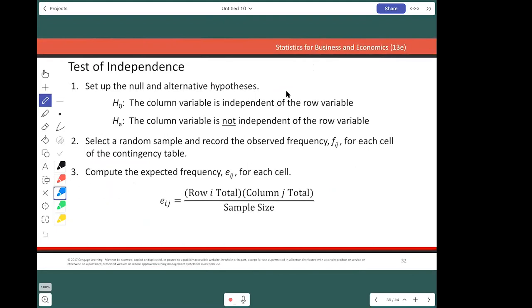And the third one now, the only difference between the first and second and the third one is that the third one now could have 2 or more columns and 2 or more rows. You're not limited now. When you're doing the goodness of fit test, you basically just have 1 row. When you're doing the equality of proportions, you just have 2 rows. But when you're doing a test of independence, you could have multiple rows and multiple columns.